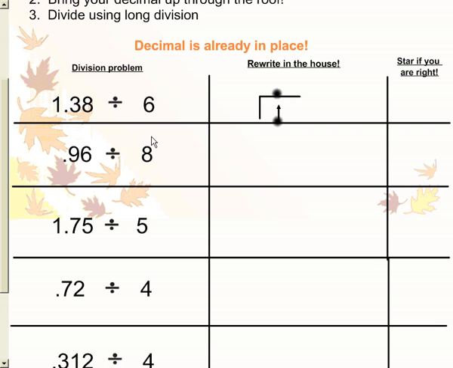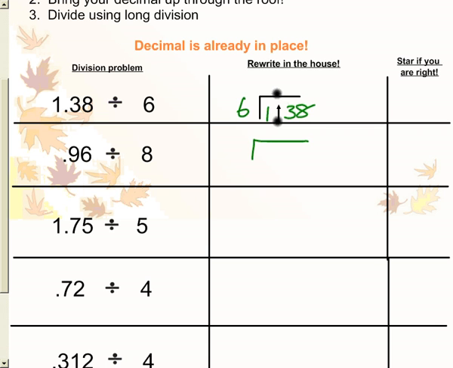All right, in our first problem, 1.38 goes in the house, divided by 6. And this is actually the problem that we just solved, so we don't really need to do that again. But just a reminder of how to set that up. All right, let's try this one.